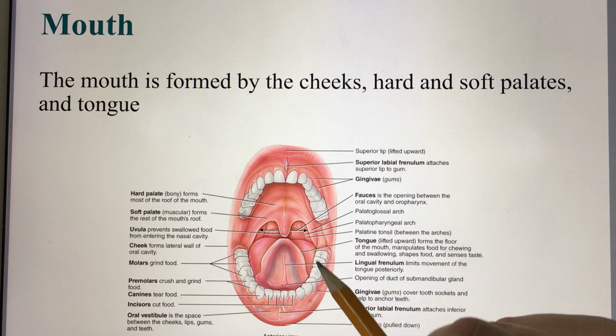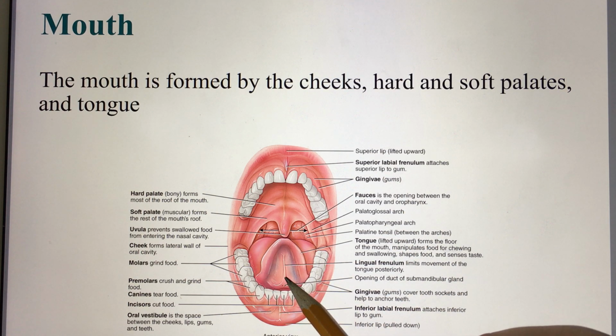The tongue forms the floor of the mouth. It manipulates food for chewing and swallowing, shapes food, and senses taste. And of course, the tongue is involved in speech.